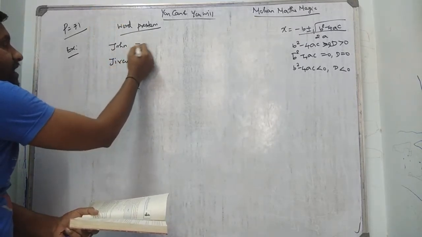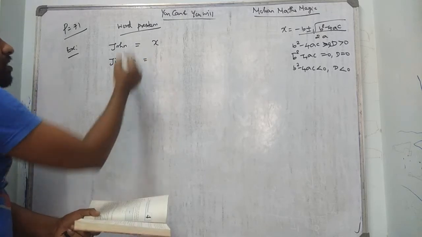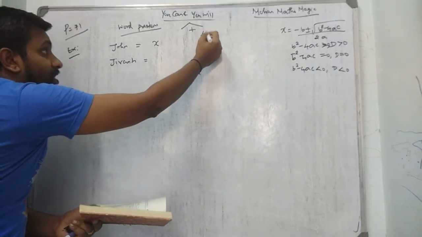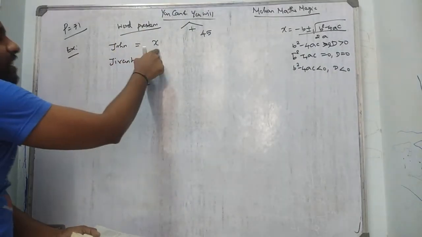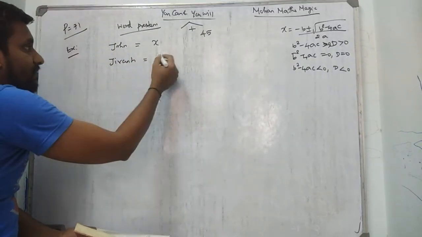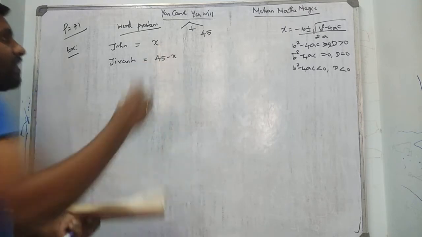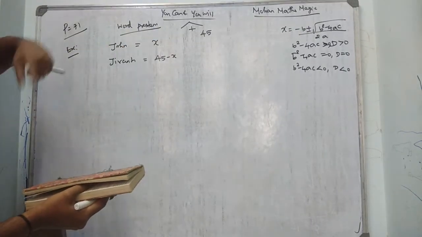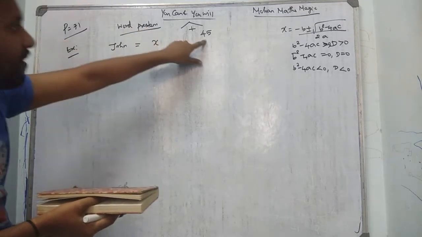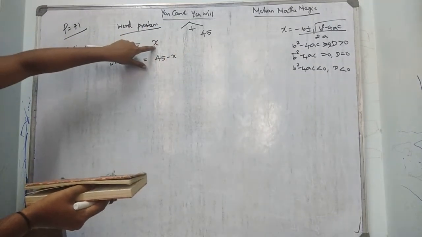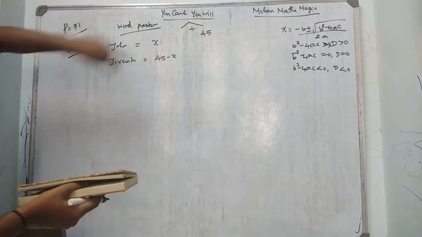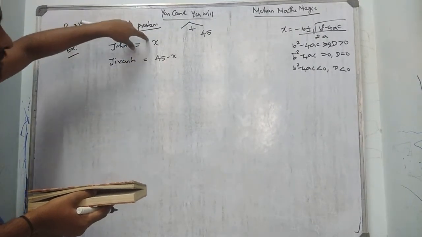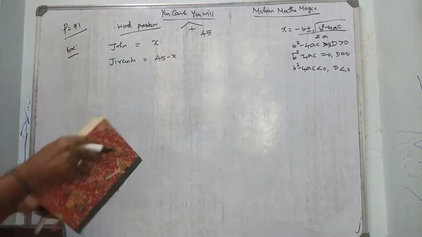Okay. Let John have X marbles. Two members all together have how many marbles? 45 marbles. If one has X marbles, the other one will have 45 minus X. For example, myself and you, we both have 45 marbles. Suppose I have 10 marbles, you will have 45 minus 10. Suppose I have 15 marbles, you will have 45 minus 15. Suppose I have X marbles, you will have 45 minus X marbles.